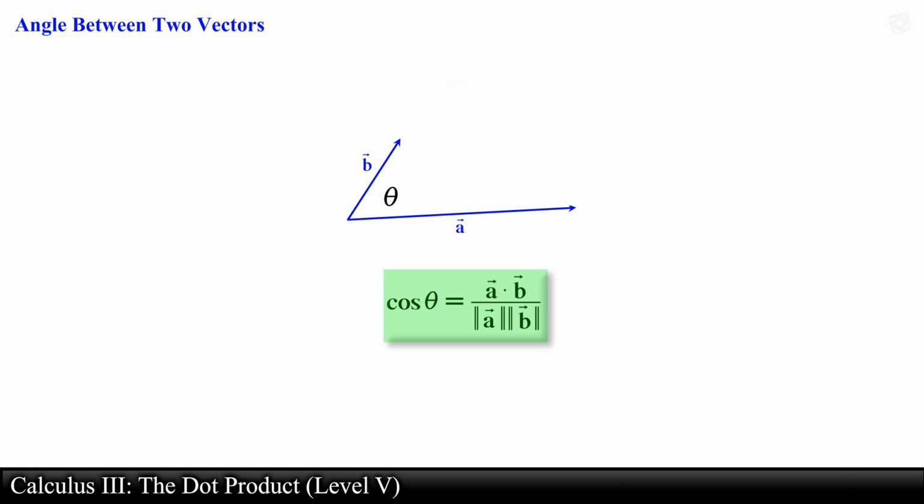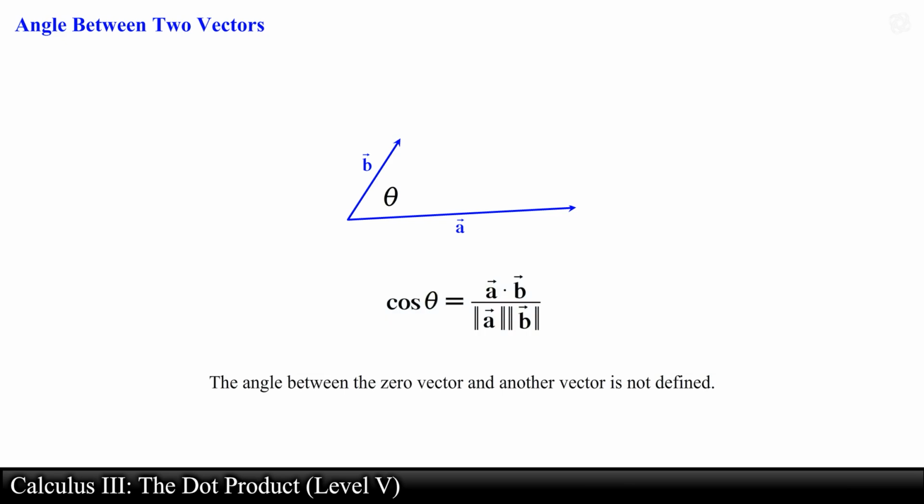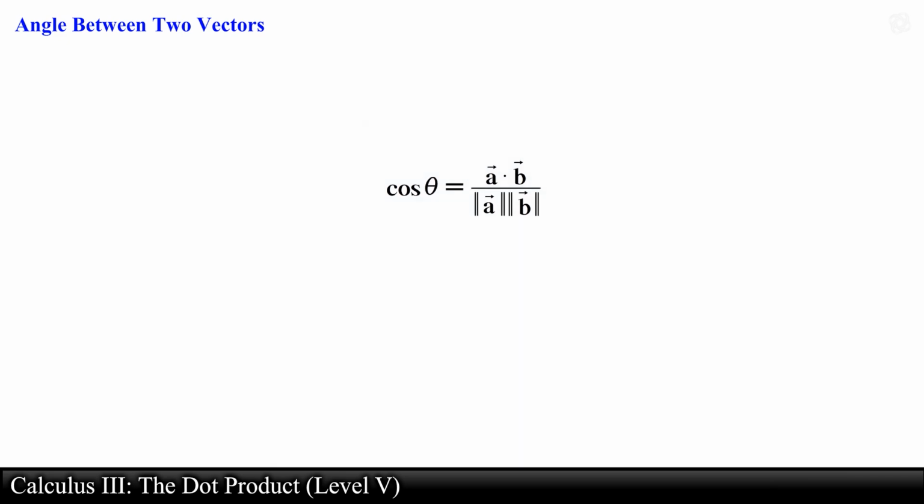In this case, cosine of theta equals the dot product of vector A and vector B divided by the product of the magnitude of vector A and the magnitude of vector B. Note that the angle between the zero vector and another vector is not defined here. Alright, let's go ahead and go over a couple of examples that make use of this rearranged form of the dot product.